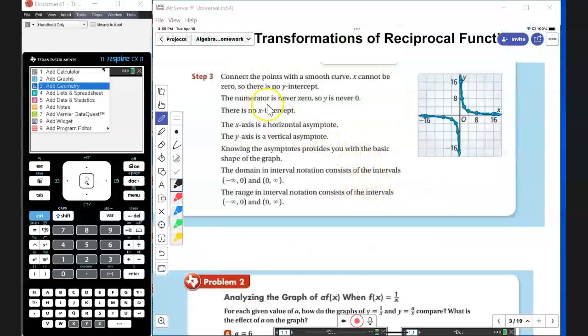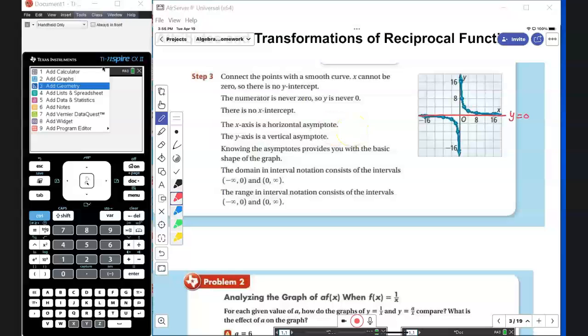So here is our explanation. We did connect the points and we did make a smooth curve. X cannot be 0. In other words, x is not 0. So the numerator is never 0, so y is never 0. So there is no x-intercept and there's no y-intercept. The x-axis is a horizontal asymptote. So this is your horizontal asymptote. Y equals 0. In other words, it's undefined at y equals 0.